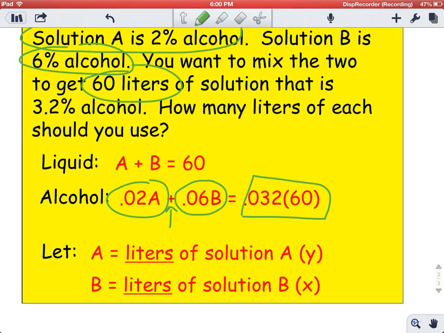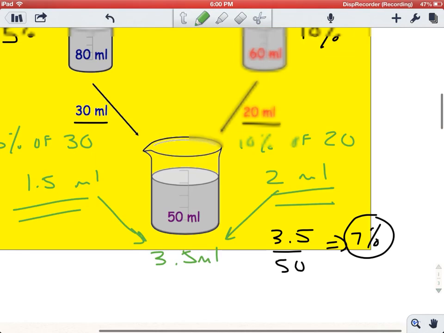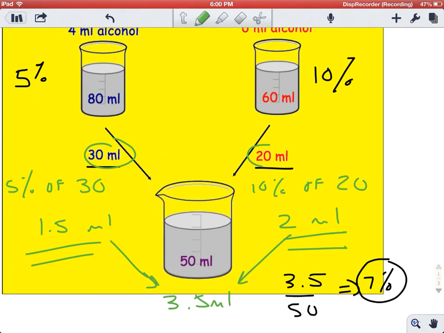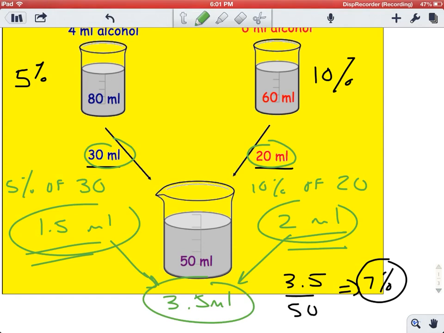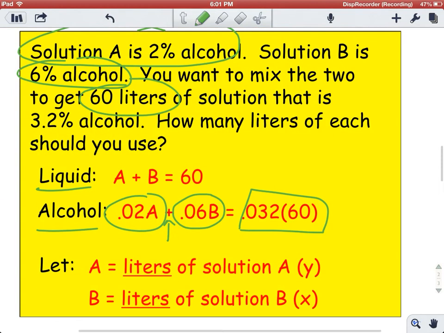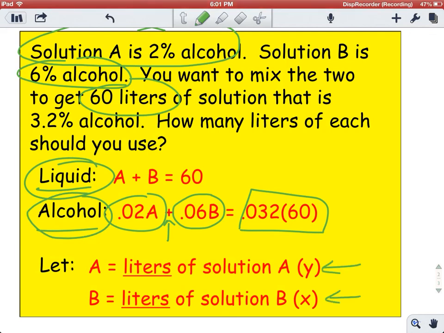So what I do is I call this my alcohol equation, and then I call this my total liquid equation. Just like we saw above, 20 milliliters and 30 milliliters make 50 milliliters. And then I took my alcohol, added to my alcohol, and got a total alcohol. And so I have the same thing. Everything's just a variable now. So this is my total liquid, A plus B. And this is my total alcohol with all of my percentages. Again, what you want to make X and Y is pretty arbitrary. It doesn't really matter in this case.